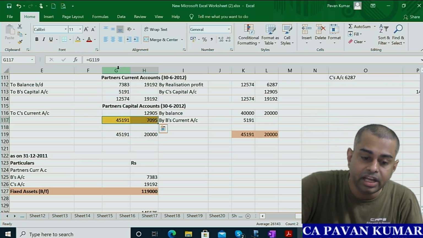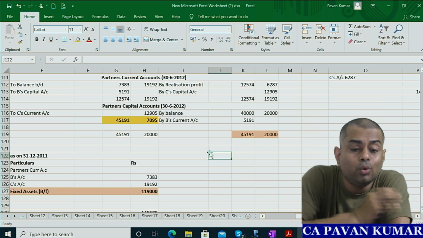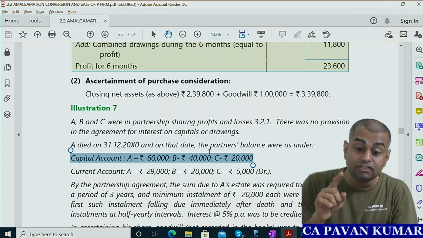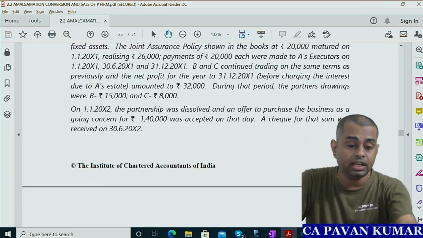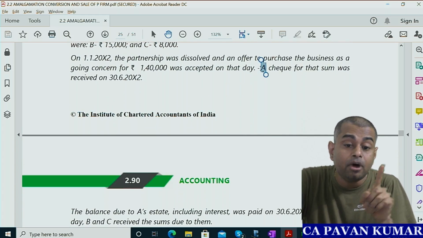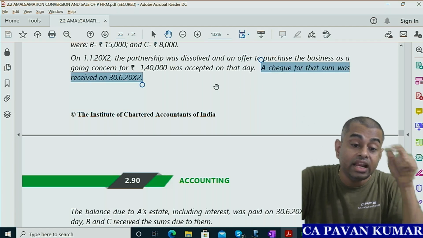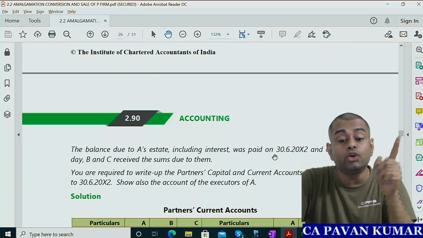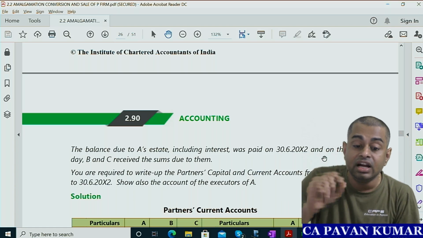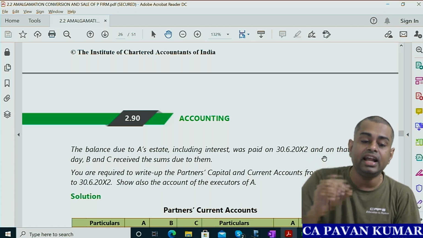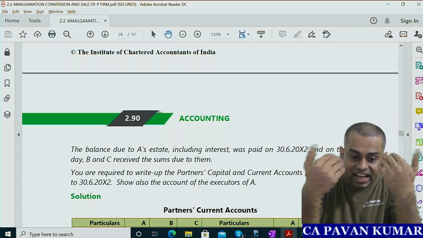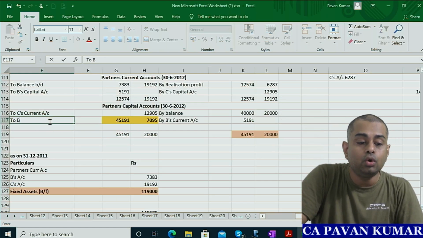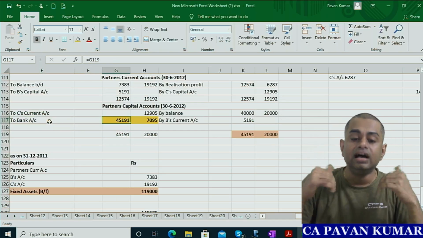Now you tell me, my dear friends, what should I write here? I sold the business. In the question, if you read carefully, a cheque for the sum of 1,40,000 was received on 3/6/2012. The balance in A's estate including interest was paid on 3/6/2012, and on that day B and C received the sums due to them. So this is paid through the bank account to A and B.